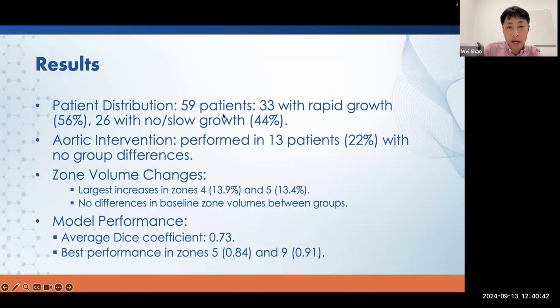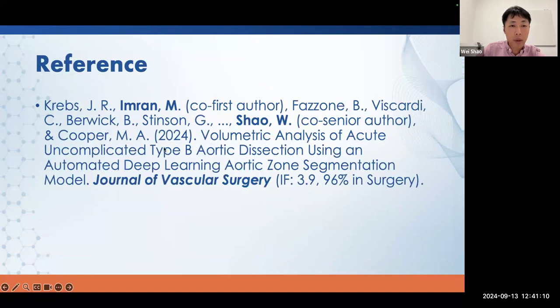And also we leverage this tool to identify the patients with rapid growth and no growth, and this information will be used by us to train a follow-up AI tool to automatically predict the growth of the aorta zones by using the CTA image plus non-imaging clinical data to predict the progression over time. This paper has been published in the Journal of Vascular Surgery. This is a collaboration between me and Dr. Cooper, who is a vascular surgeon, led by a clinical fellow and my postdoc.